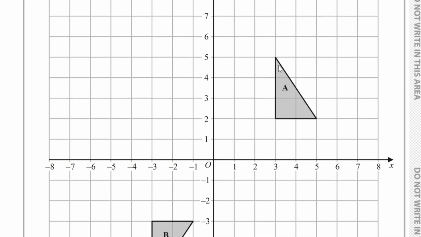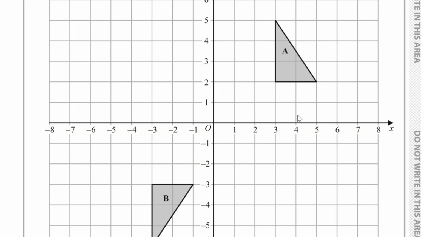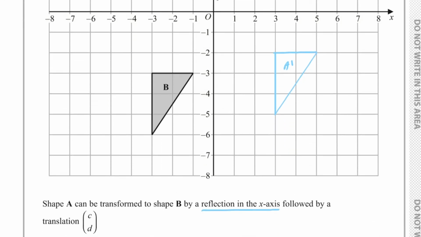if I reflect this shape A in the x-axis, it turns out we get something which looks like this. So this is the reflection. We'll call it A dash. And we want to go from A dash to B. So that will be the translation by vector CD.